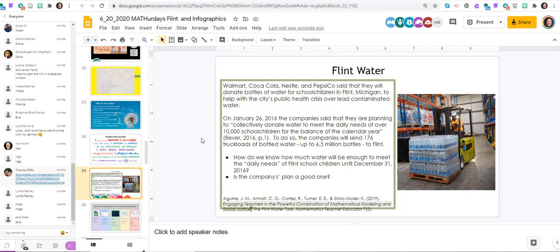To do so, the companies will send 176 truckloads of bottled water, up to 6.5 million bottles, to Flint. How do we know how much water is enough to meet the daily needs of Flint school children until December 31st, 2016? And is the company's plan a good one? You'll have 20 minutes to work on this problem.